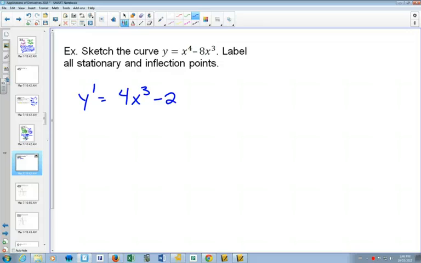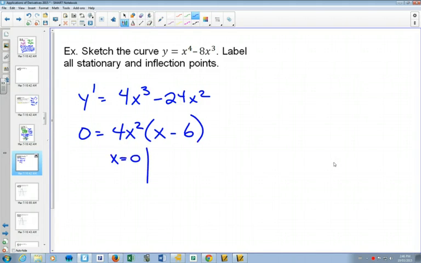4x cubed minus 24x squared. You can factor out a 4x squared, leaving you with x minus 6. So x equals 0 and x equals 6 are possibilities of stationary points.